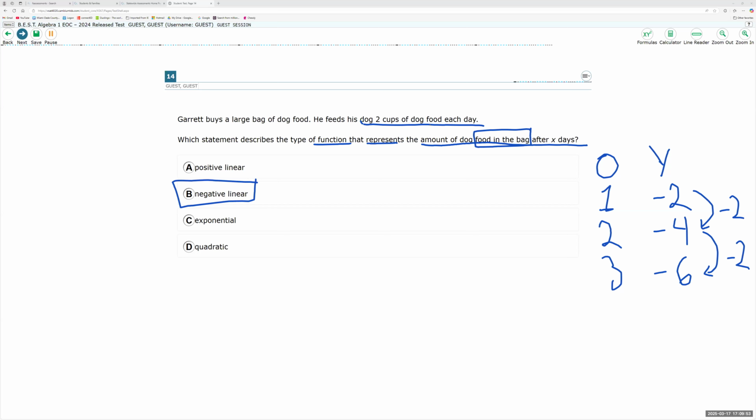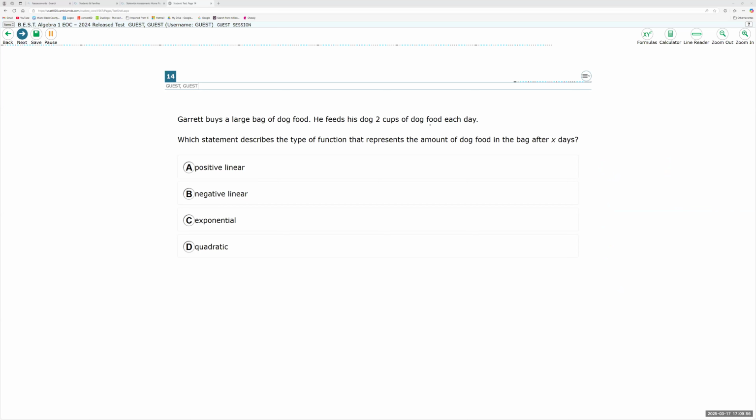Pause your video as I clear all my drawings. Choose negative linear because it's going down by 2 every time as x increases by 1. So it's negative because the bag is decreasing the amount of cups of food. Going to the next question.